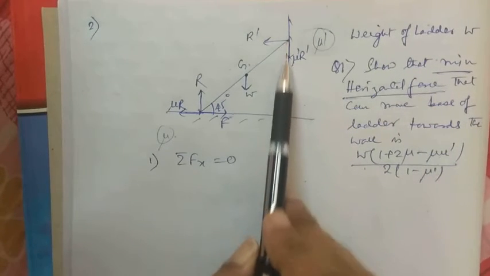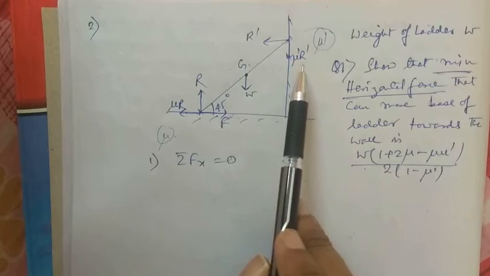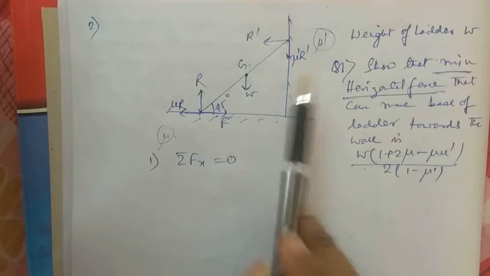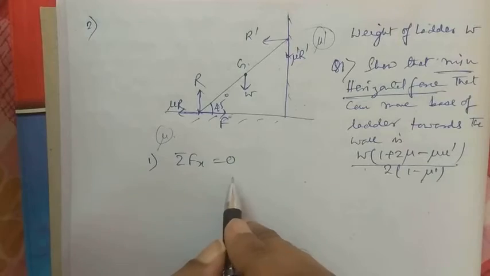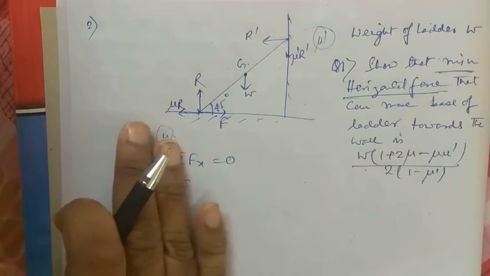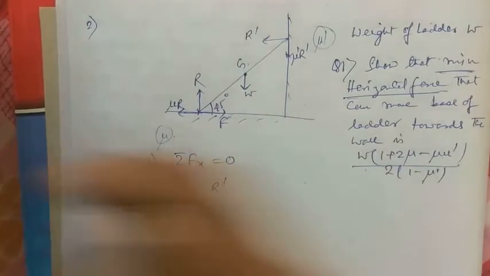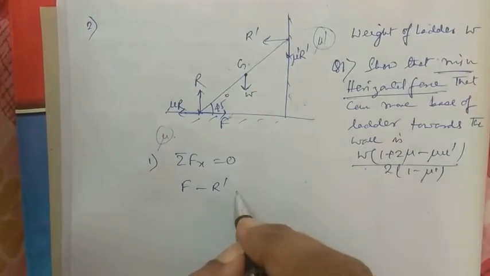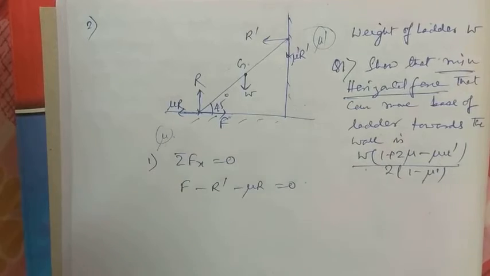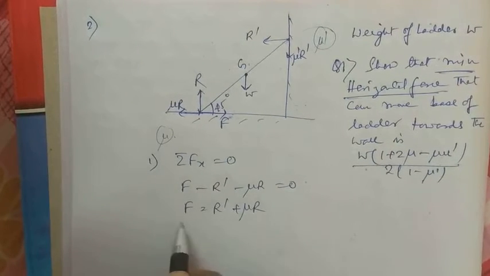So frictional force will act at this point in the downward direction, and its magnitude will be mu dash R dash. Now summation of Fx is equal to 0. We can write, if we take F to be plus, that means along the positive x direction, then R dash will be minus in the negative x direction, as well as mu R in the negative x direction. So from this we get F is equal to R dash plus mu R.